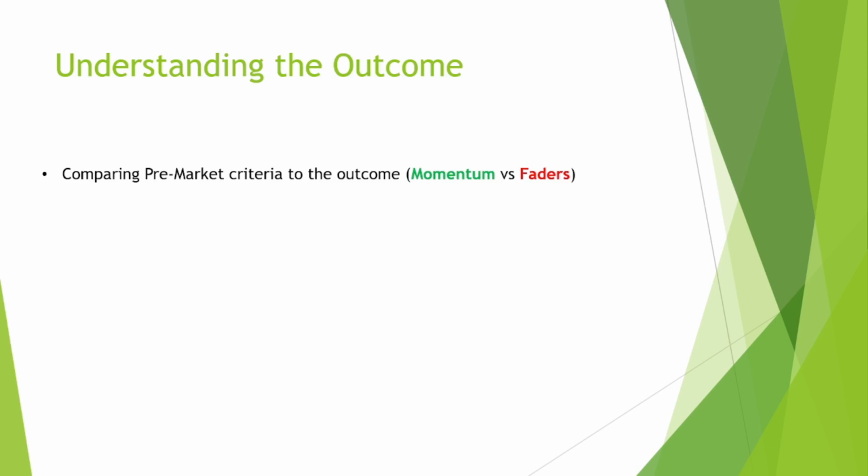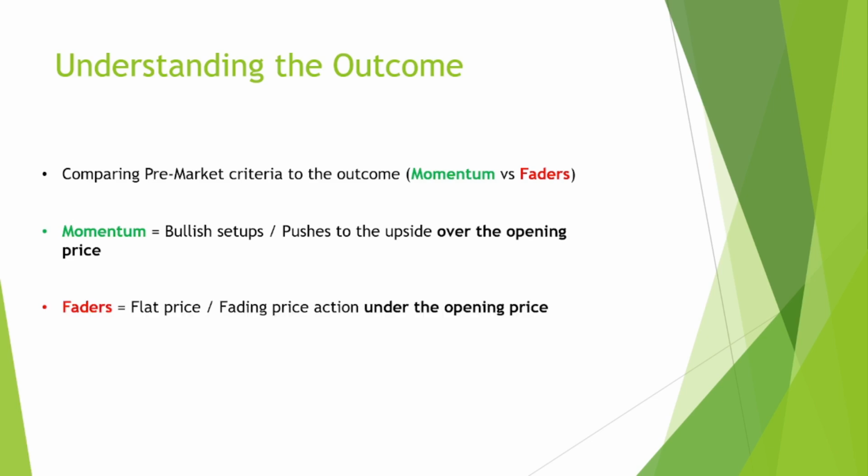So understanding the outcome. Basically what we want to do is take this information and understand what is going to have momentum or what is going to be a fader. So momentum, what I mean by that is a stock that's going to have a bullish setup during open market hours, and this is pushing over the opening price. A stock can fade into open and have bullish price action, but to me, the stocks with the most potential are mostly breaking above the pre-market high of day.